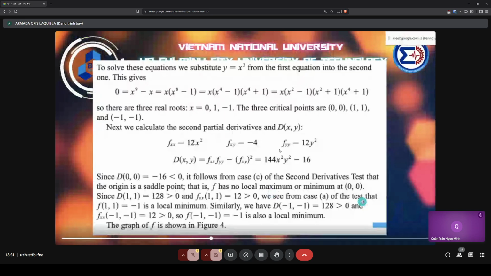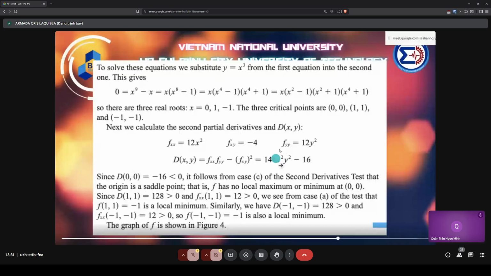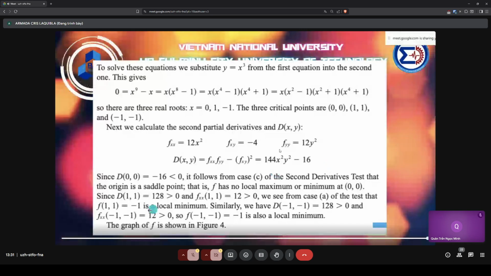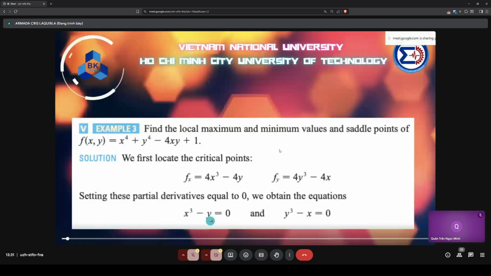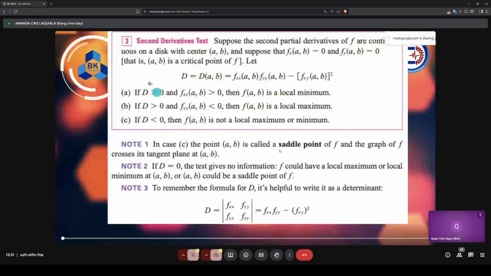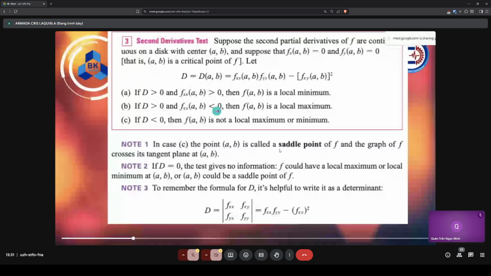Next, you have here D(1, 1). If you substitute 1, 1 here, when you square it, it's all 1. So 144 times 1 is 144, minus 16, the answer is 128. And 128 is greater than 0. So since that is positive, by our second derivative test, you have to test also the fxx value. After your D is positive, you check your fxx. Is it positive or negative? If it's positive, local minimum. If fxx is negative, local maximum.